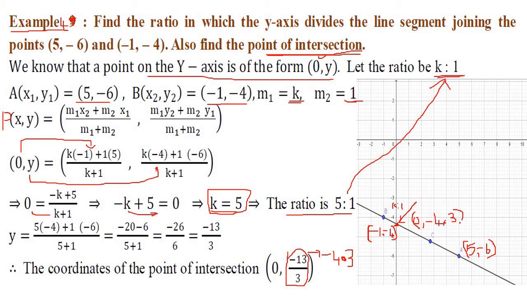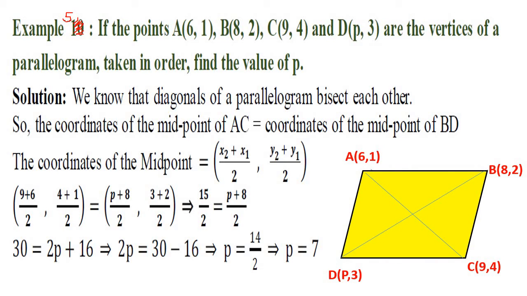Minus 4.3. So this is how we are able to find the point of intersection on the y-axis: 0, minus 13 by 3. This is the point of intersection on the y-axis. Let us move to the next problem. Example number 5.